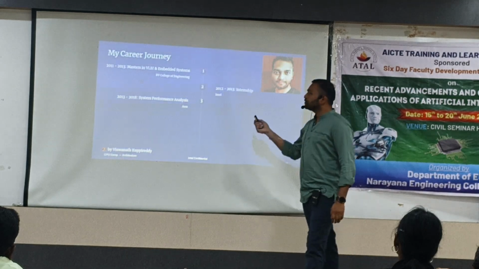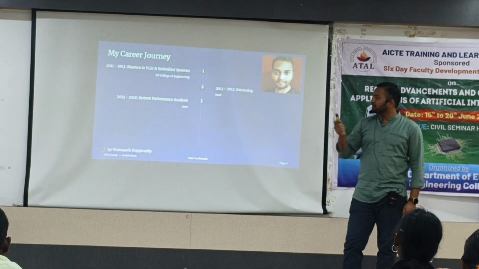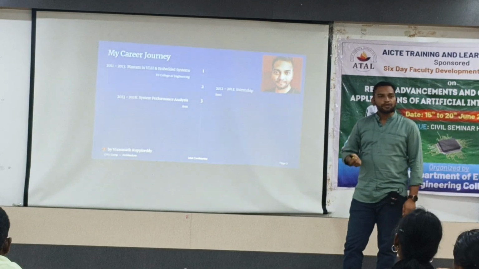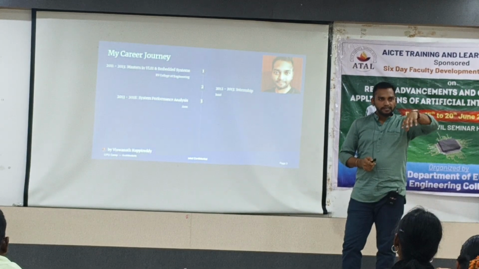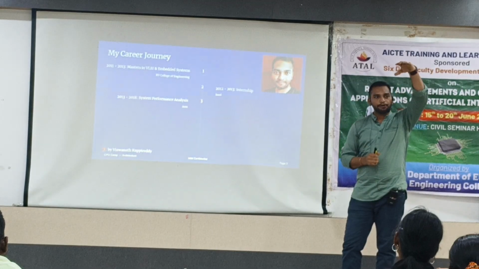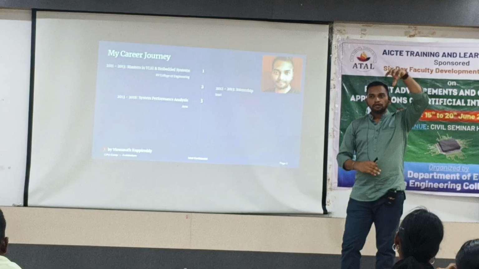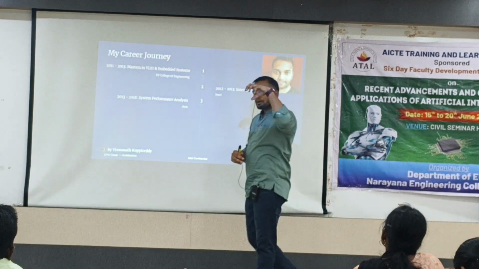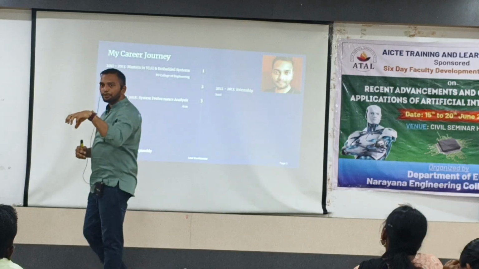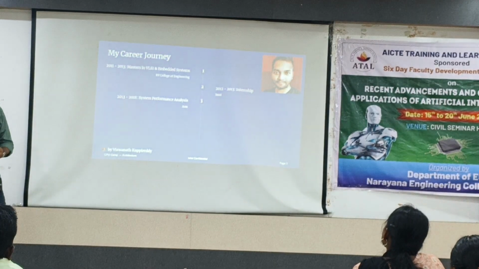So later I got the permanent position with ARM. I was doing system-level performance analysis. With the CPU at the center, there will be an interconnect and the memory controller. We will be stressing the CPU, running all the benchmarks oriented toward the CPU, and analyzing the latency and bandwidth of the entire system.